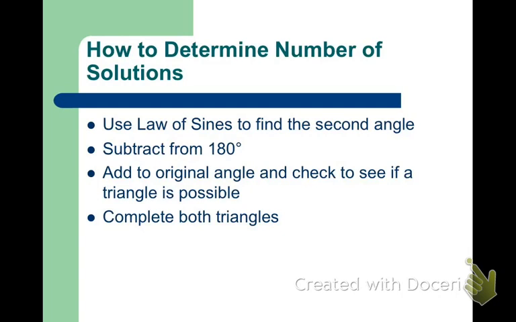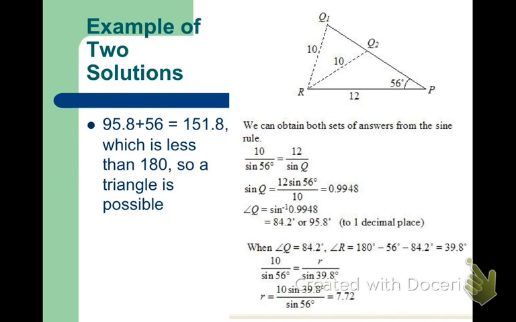Here's my method for determining the number of solutions. We go through the whole process of using law of sines to find the second angle, so it's the first thing we solve for. Then we subtract that from 180 and we see, could we build a second triangle with that angle? So we're going to check with the first angle that we were given and see if there's enough left over to make a second triangle. I'm not going to completely run through the examples, but I'll show them to you and you can stop and pause and jot this stuff down.